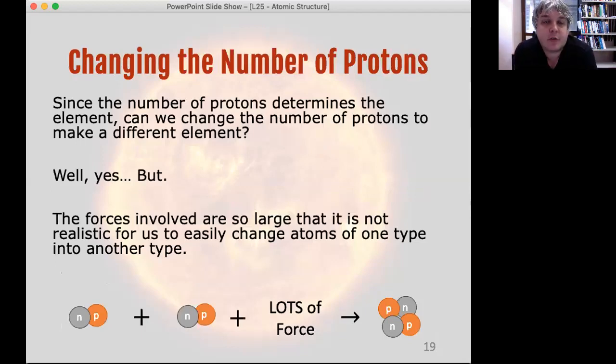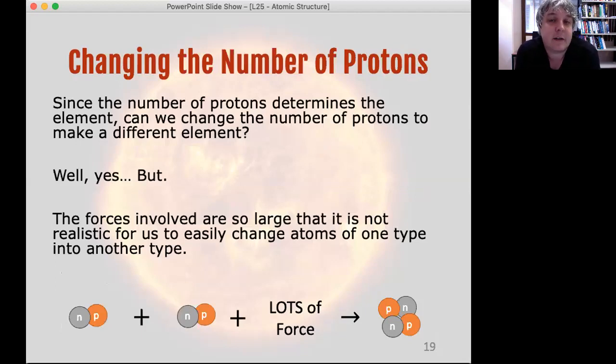Since the number of protons determines the element, can we change the number of protons to make a different element? Yes, we can, sort of. I say we can, but we can't really. It's pretty difficult. The forces involved are very, very large, so it is very difficult for us to change atoms of one type into another.